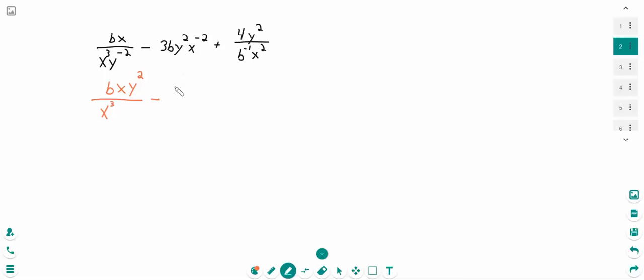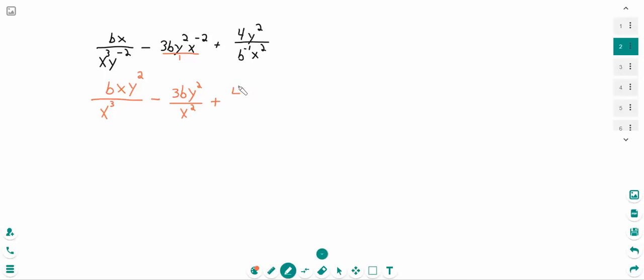We have a 3, and then we have a b, and then we have a y squared, and then we have an x to the negative 2. Well, we're going to get rid of that negative exponent by moving this x to the negative 2 into the denominator, because remember, it's hidden, but this is in the numerator. So let's move it into the denominator, and that x to the negative 2 will become x squared.